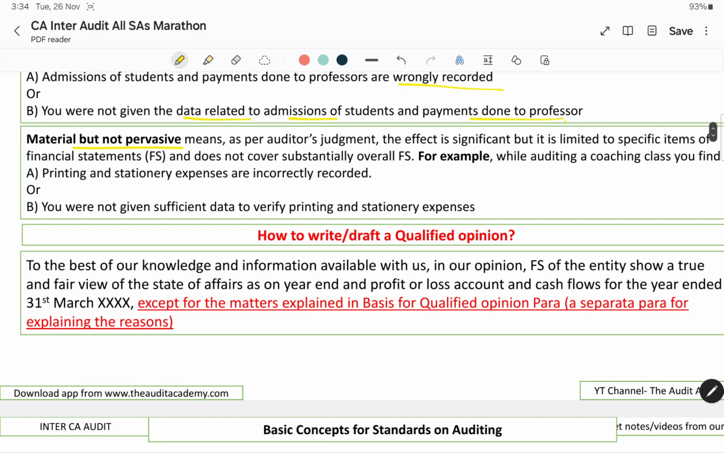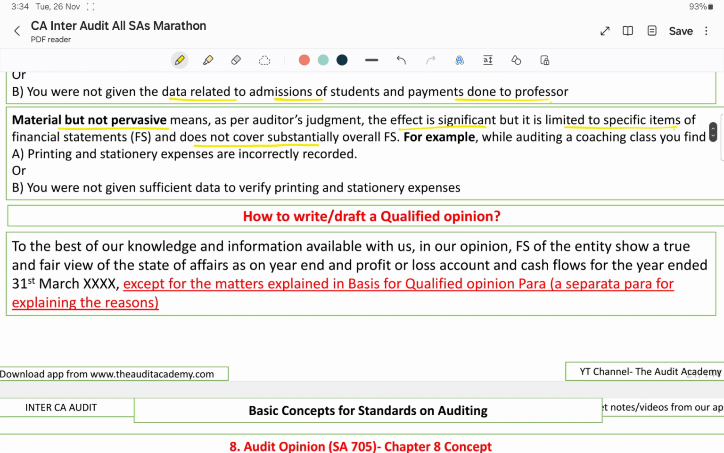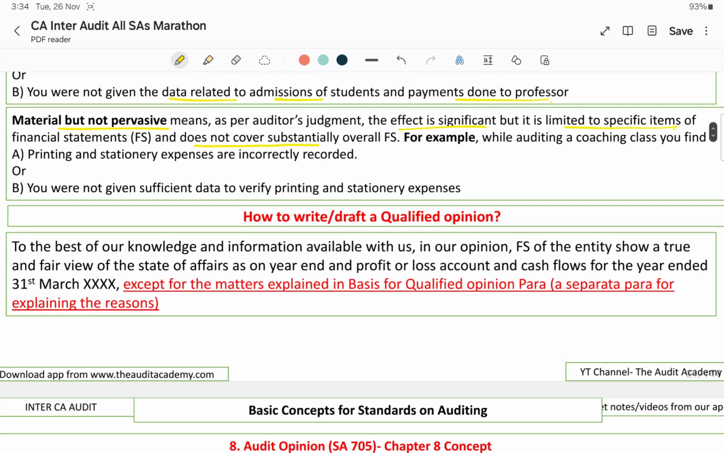means, as per the auditor's judgment, the effect is significant, but it is limited to a specific item of the financial statement and does not cover substantially the overall financial statement. For example, while auditing a coaching class, you find printing and stationery expenses are incorrectly recorded, or you were not given sufficient data to verify the printing and stationery expenses.